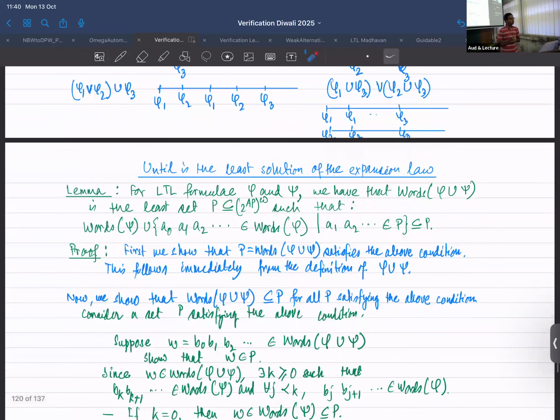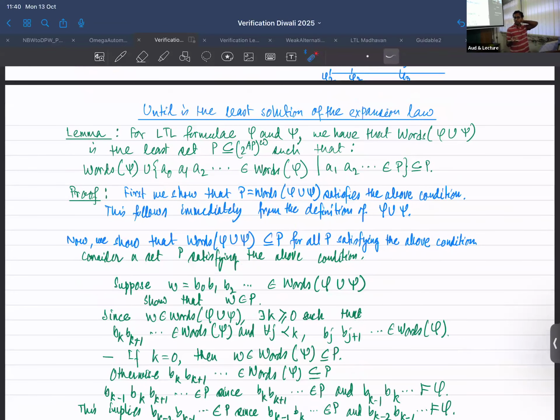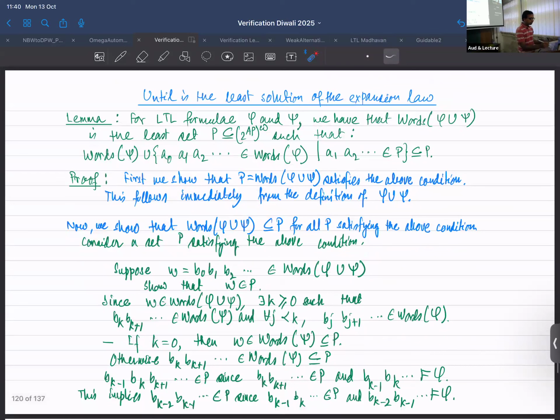And we also saw that until is the least solution of this expansion law. So if you have LTL formulas phi and psi, then the set of words phi until psi is the least set P such that the set of words psi union this set. What is this set? It's the set of words satisfying phi such that the suffix starting from A1 belongs to P, and so this set is a subset of P.